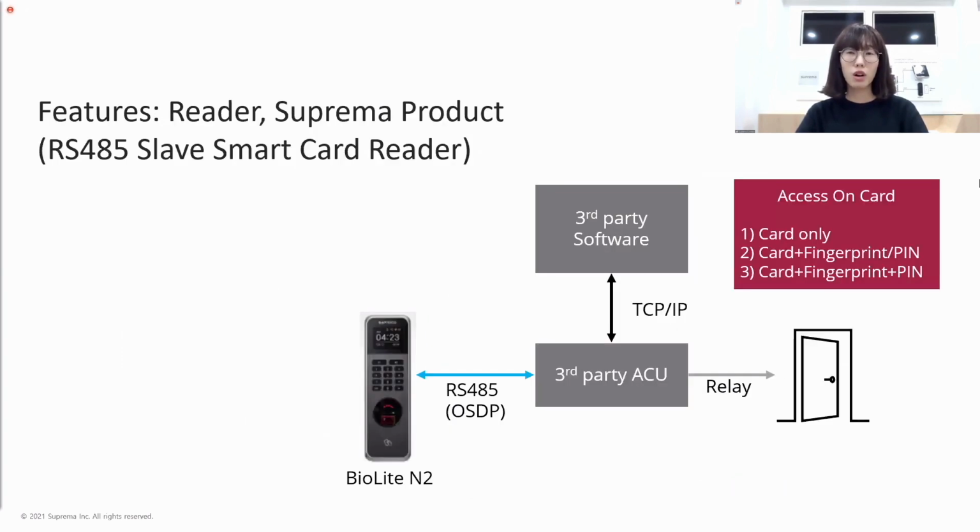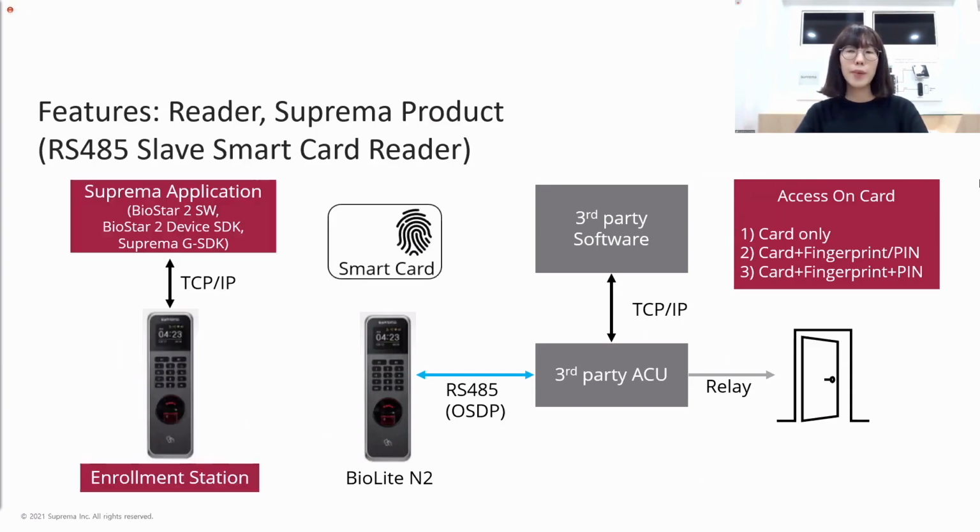To read access on card, it is necessary to set the smart card layout in the device in advance so that the RS-485 slave device can recognize the smart card. Please set up an environment where you can issue cards with a separate registration device. When the Suprema device authenticates the access on card successfully, the card number is output through the OSDP command.